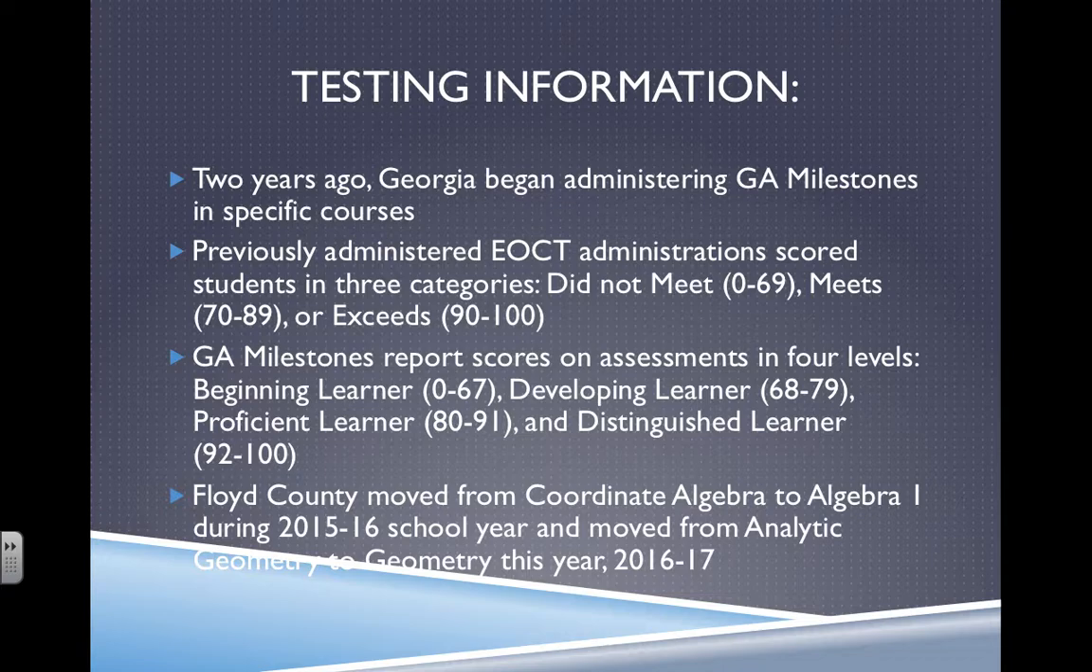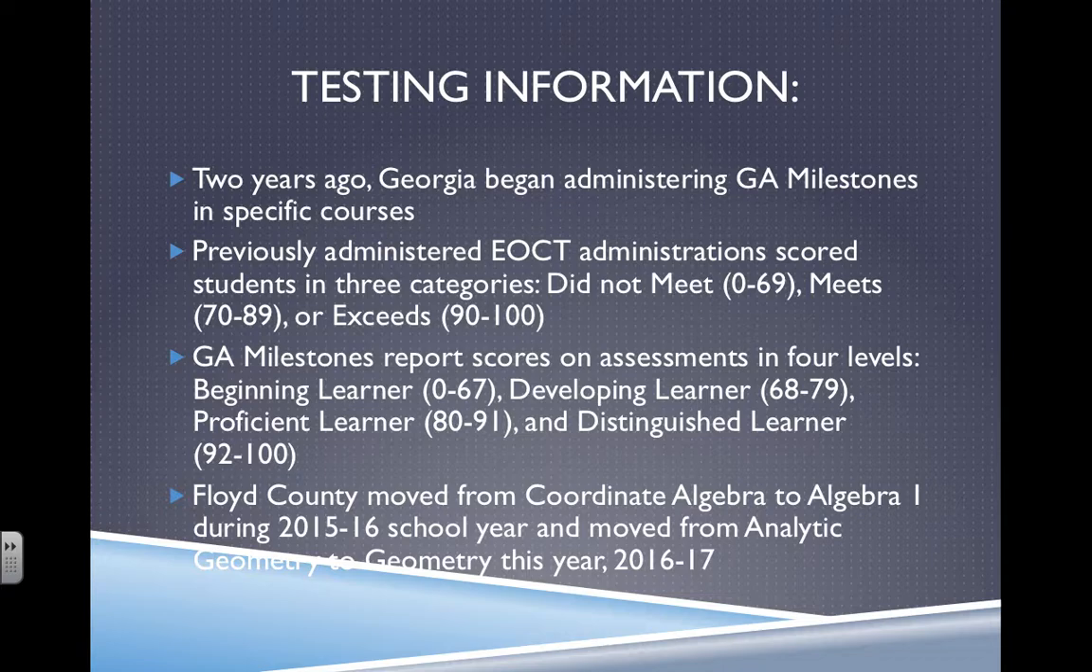2 years ago, Georgia began administering the Georgia Milestones in the specific courses that we have end-of-course tests in. Previously, we administered EOCTs. They were not called Georgia Milestones, and we scored students in 3 categories. Did not meet, which was a scaled score, a grade that we normally give on a scale of 0 to 100. The did not meet grades were 0 to 69s. Students that met expectations, their grades were between the numbers of 70 and 89, and exceeds was 90 to 100.